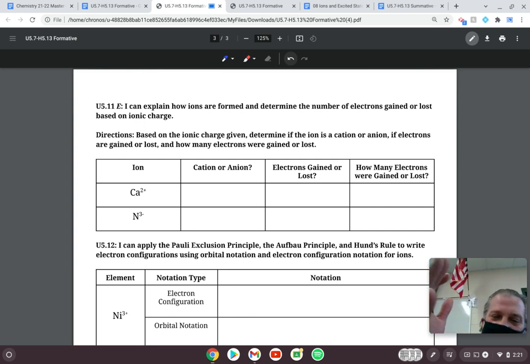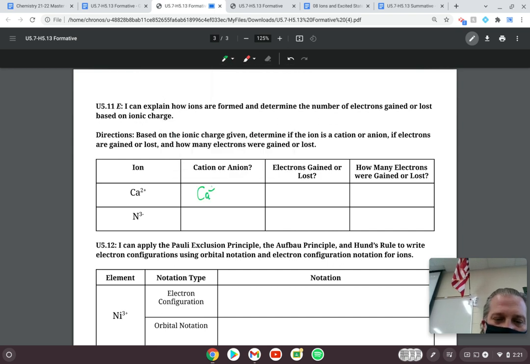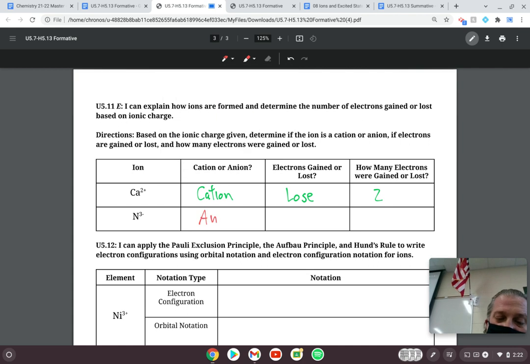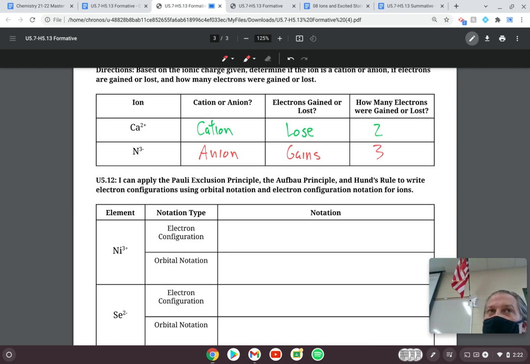So, calcium is a +2, making it a cation. It loses electrons, and this time it's going to lose 2. Nitrogen is an anion. It's got that -3 there, so it gains. And in this case, it gains 3 electrons. Questions about that?